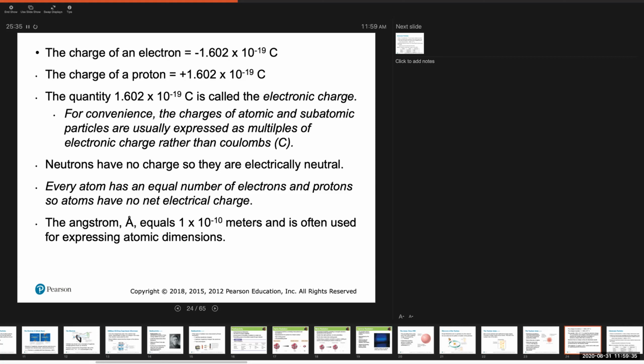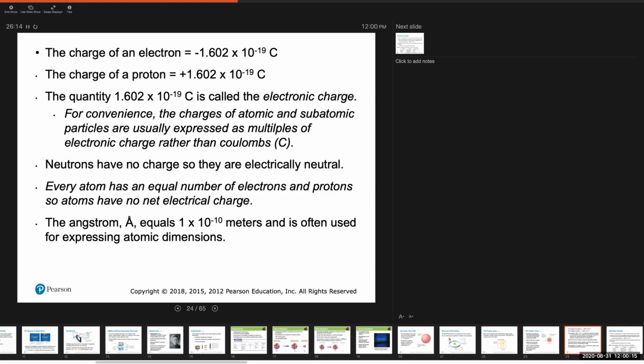Neutrons have no charge because they're electrically neutral. So the protons are plus, the electrons are minus, neutrons are neutral, so no charge. Every atom has the same number of electrons and protons, so that you get a balanced charge. If there's no charge on the atom, then the only sources of positive and negative are protons for positive and electrons for negative. Then the electrons and protons have to match up in terms of numbers.